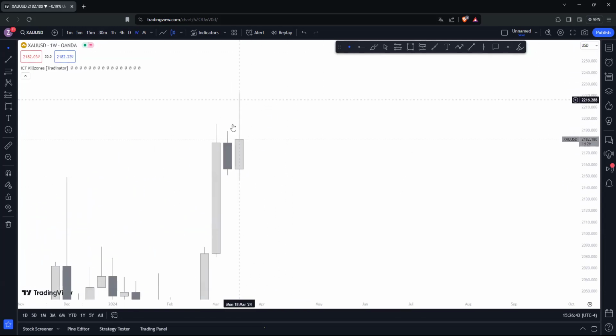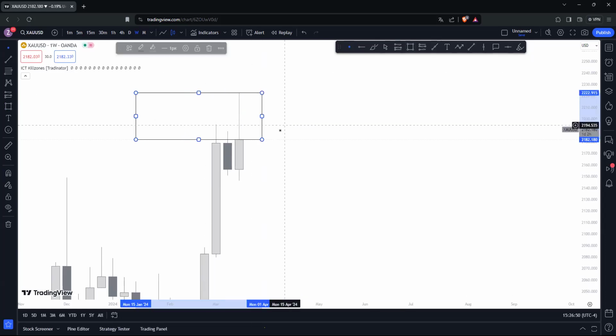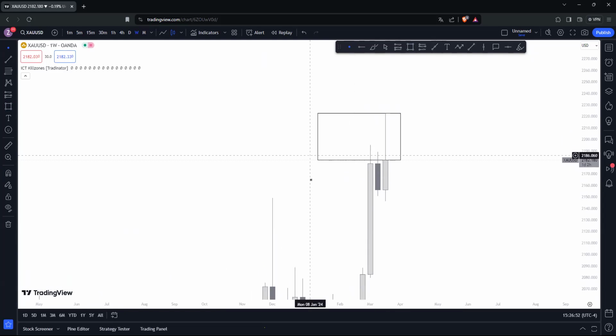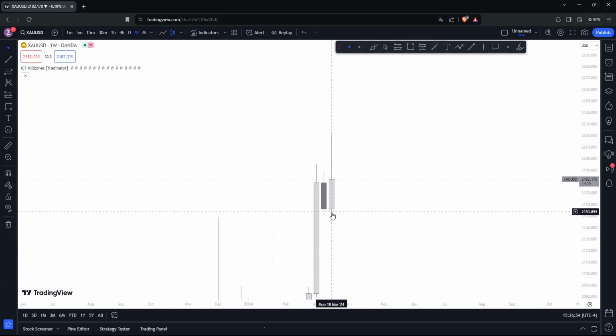So here you have the weekly. As you can see, we have 1 day left for it to form. So you're not going to use the box method on this because price is still moving. It can go up, it can go down. It has to finish in order for you to use the box method, okay?